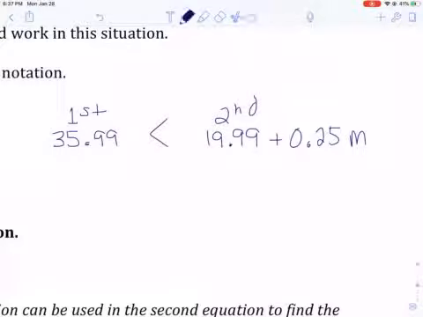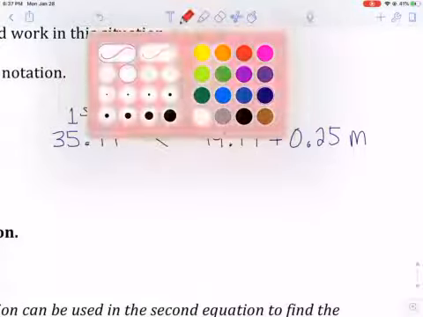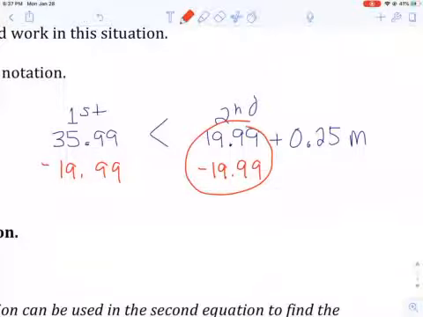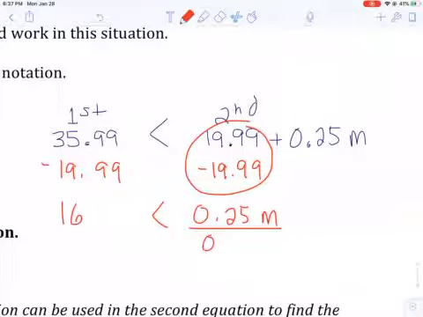Alright, so now I want to get M all alone. In order to do that, I'm going to subtract $19.99 from each side. What happens when I do this is I don't necessarily have to worry about that penny anymore. The reason I'm doing this is to get rid of positive $19.99. Over here, this leaves me with $16 even. And then over here, I get 0.25 M. We're going to get the M alone, so divide each side by 0.25.